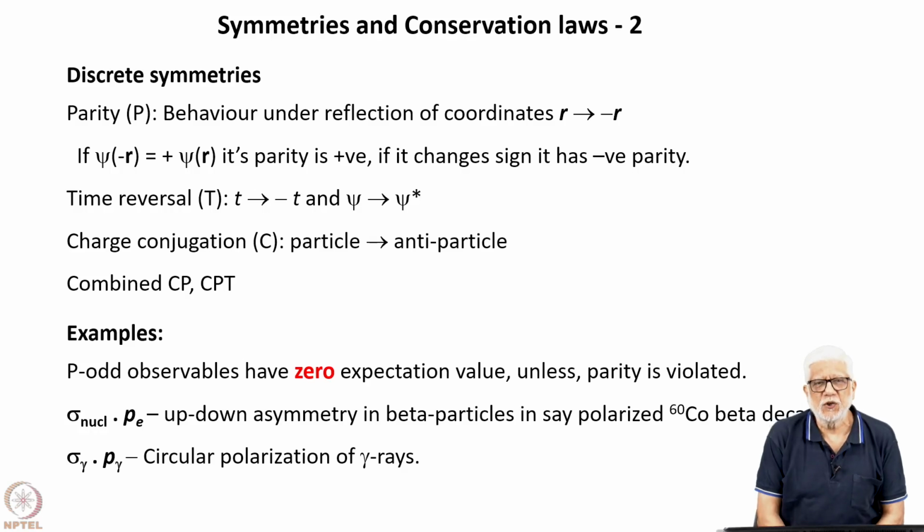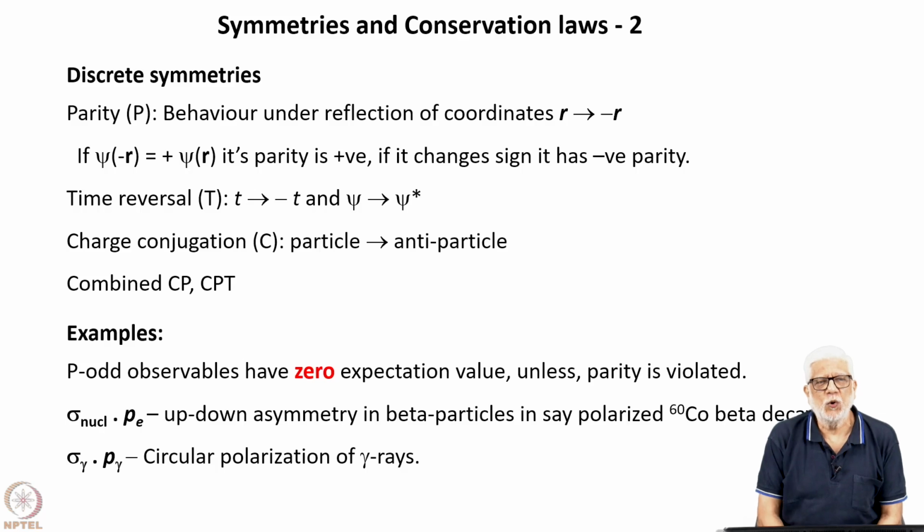So, in this lecture, we'll continue our discussion of experimental tests of symmetries and conservation laws. As we said, there are continuous symmetries and discrete symmetries. And in the last lecture, we discussed the gauge symmetry as well and tests of that. Today, we will discuss these discrete symmetries such as the parity symmetry, time reversal symmetry, charge conjugation, and combined CP and CPT symmetries. So, what is parity?